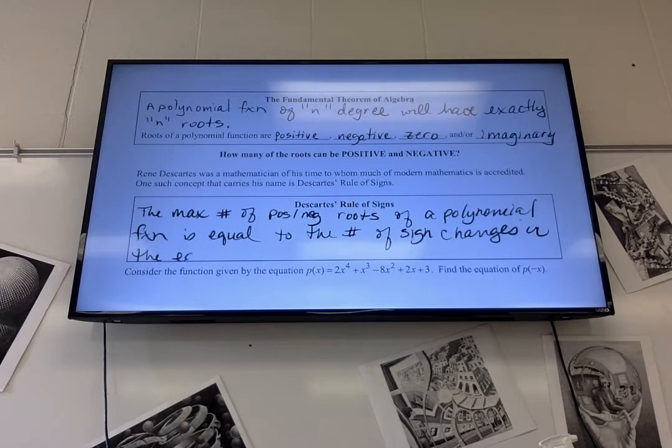in the equation of f of x and f of negative x. This is actually quite helpful when you're trying to figure out the zeros from an equation. Now, if you have the picture, well, it's not hard at all. But if you have the equation, a little less.